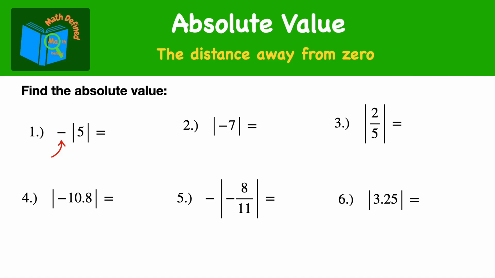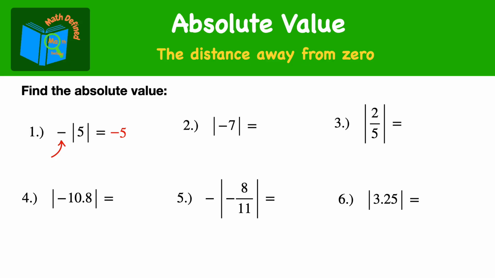All right, let's check your answers. Problem number 1, the negative absolute value of positive 5. This problem has 2 steps. Start with the absolute value first. The absolute value of positive 5 is positive 5 because it's 5 units away from 0. Next, apply the negative outside the bars. So the answer is negative 5.